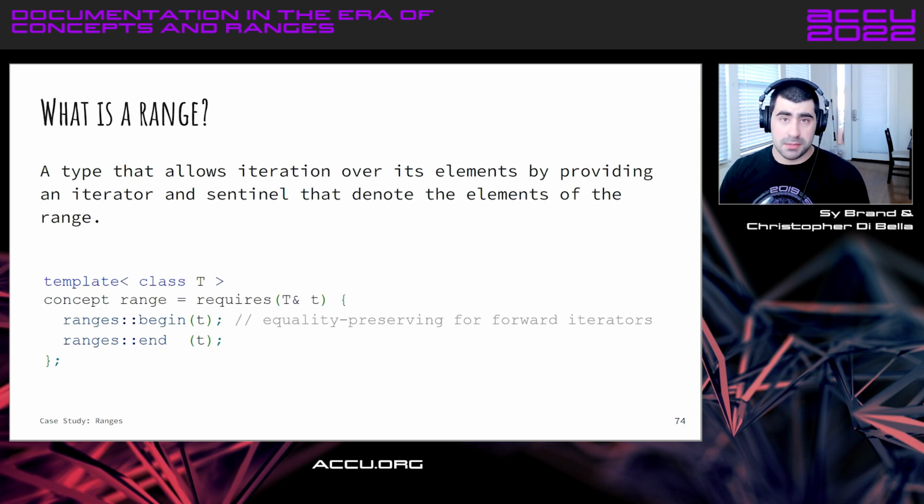But in C++20, the critical idea of a range object is that we can call ranges begin on the range, and it will return us back an iterator. And when we call ranges end on it, it will return us a sentinel that is related to the iterator that we got back from begin. That's the fundamental part of a range. And there are different kinds of ranges that provide different functionality.